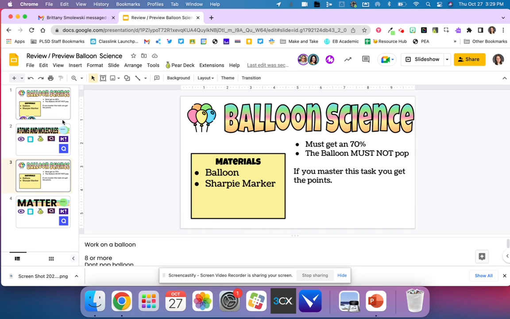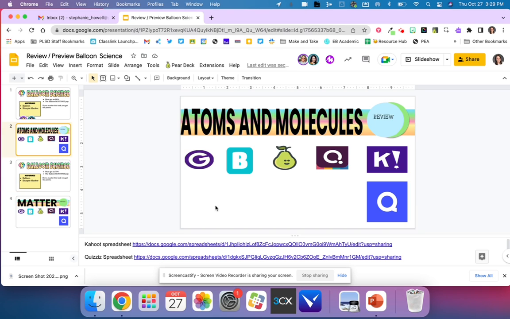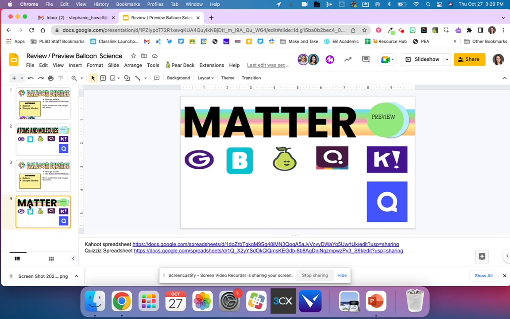A couple other things: you might want to tell others around you and the office that you're doing this activity so that they are aware, because the balloon sound might alert some students in other classes. So again, just tell the office that you're doing this activity, but the students loved it. They blew up their balloons, they tied them, they wrote on them. Also, again, check for any allergies. And then after that, we were able to play these different game sites to review and preview new material.